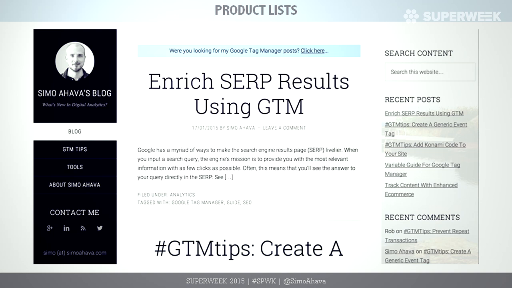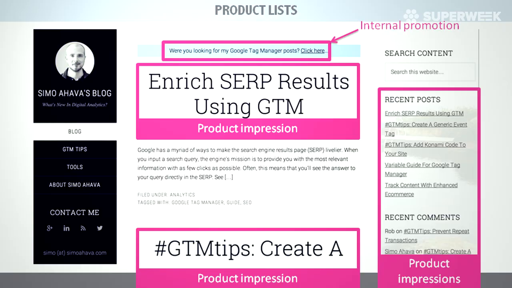The first thing I do is I annotate it. I have product impressions here. Enrich, this title is a product impression. The other title is a product impression. Then I have impressions here as well. So these are impressions of articles I want you to buy or read. And then I have my little internal promotion up there.